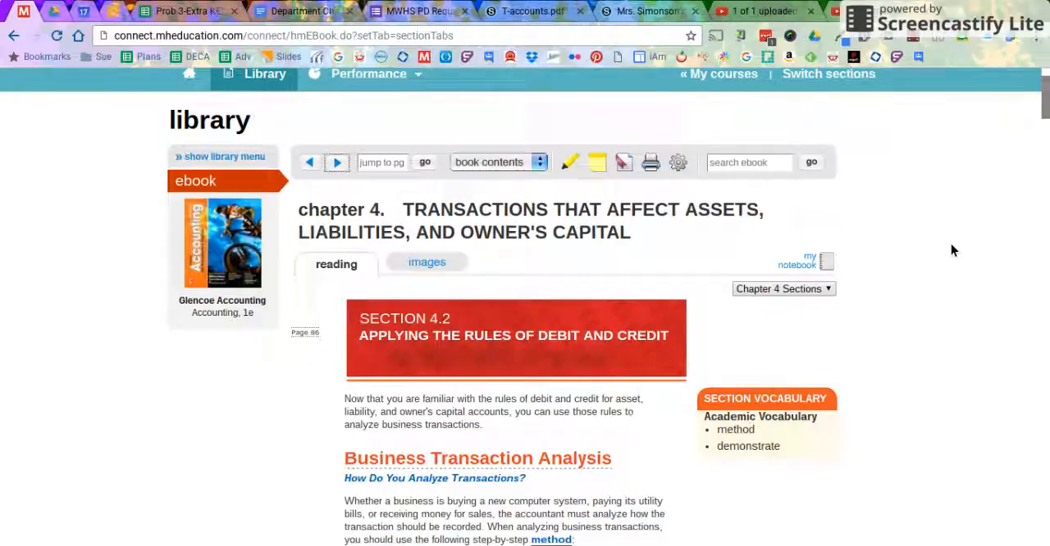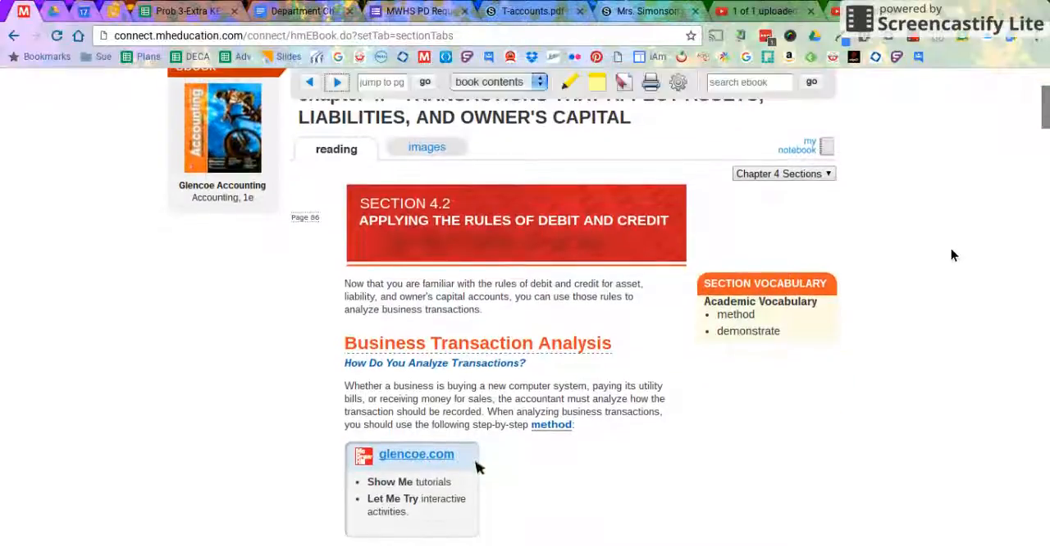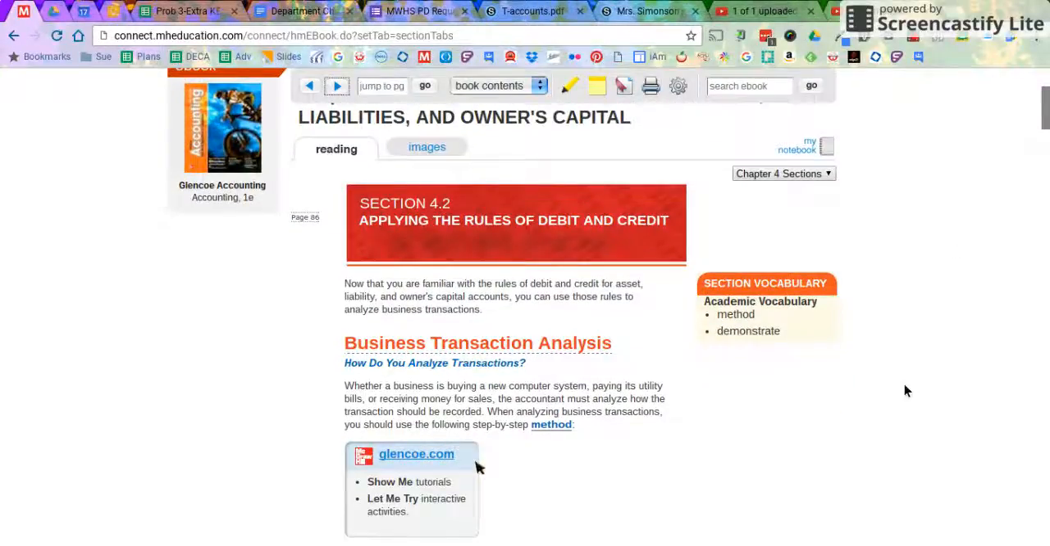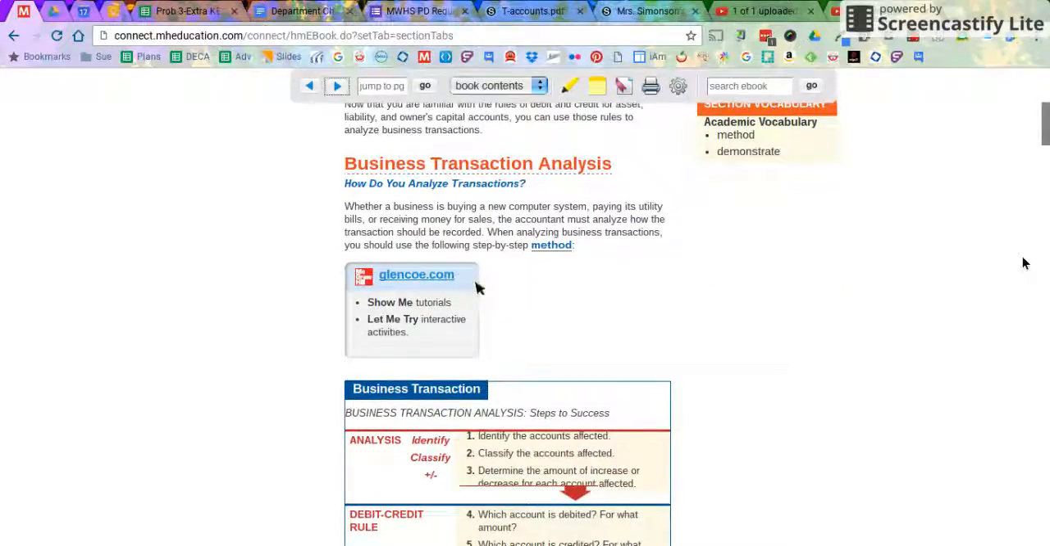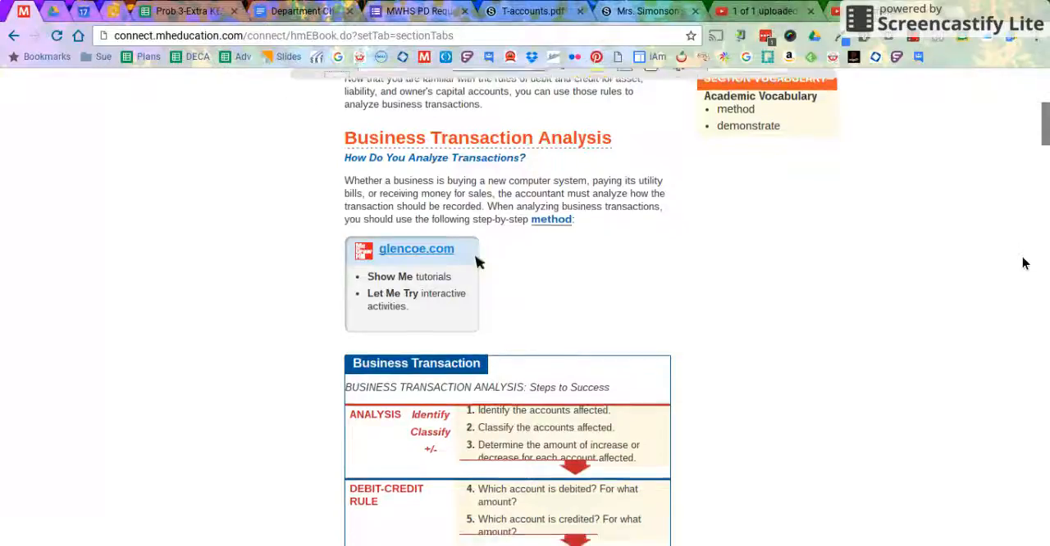Okay, so now we're going to look at section 4.2, applying the rules of debit and credit. We're going to take those same transactions that we did in chapter 3, they're identical, and now we're going to apply debits and credits to them. Nothing has changed except that instead of saying it's increased or decreased, you're going to say it's a debit or a credit.